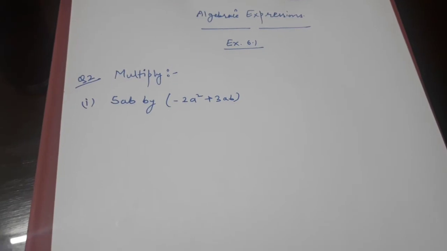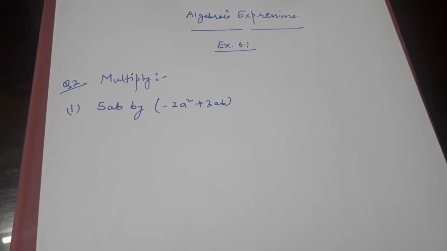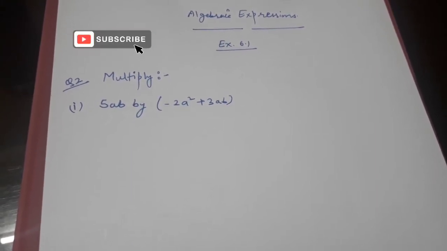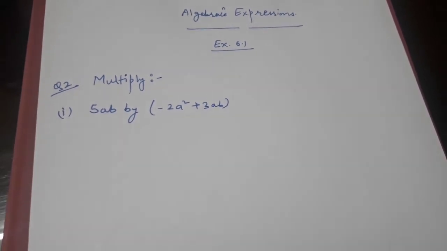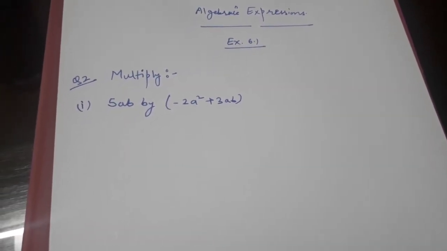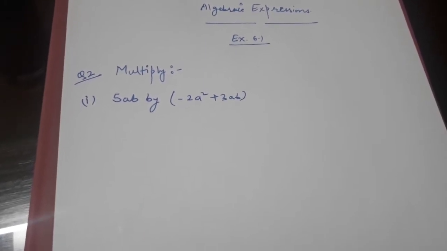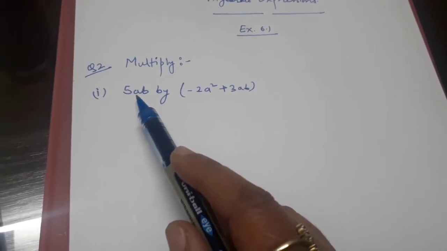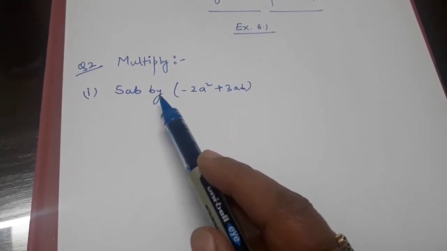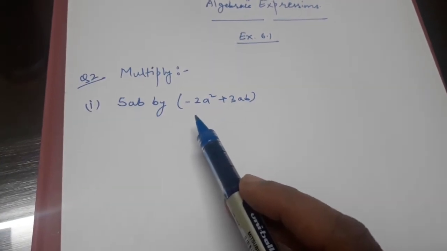Today in this video, I am going to solve algebraic expressions exercise 6.1 question number 2, publication house Goel Brothers Prakashan, class 8. So in this video, as we all know, we have been given 5ab is to be multiplied by minus 2a square plus 3ab.